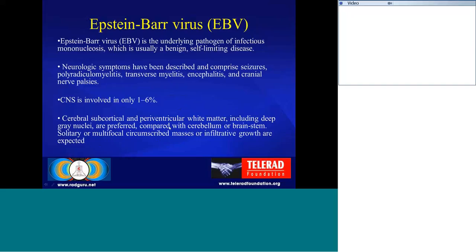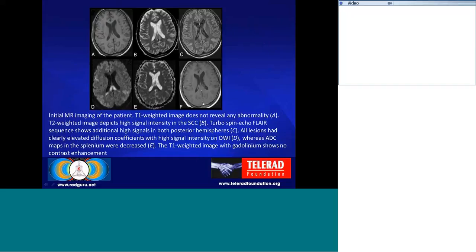The cerebral, subcortical, and periventricular white matter, including deep gray matter, are preferred compared with the cerebellum and brainstem. We can see solitary or multiple circumscribed masses or infiltrative growths as well. So in these patients, we can see abnormality. This is a case of herpes simplex encephalitis.